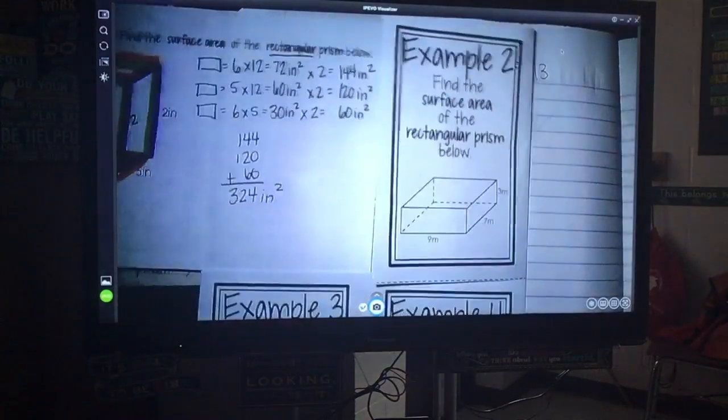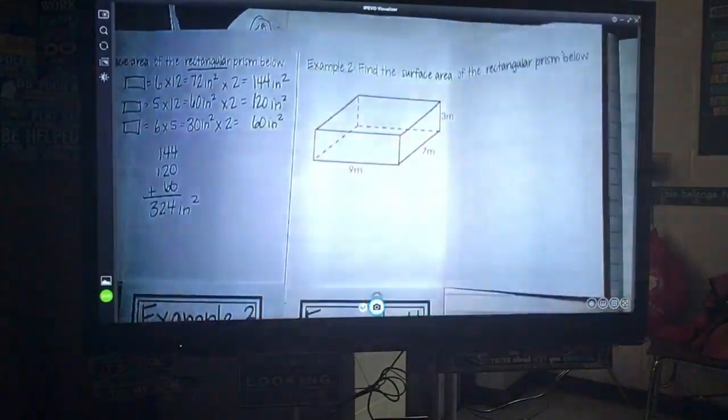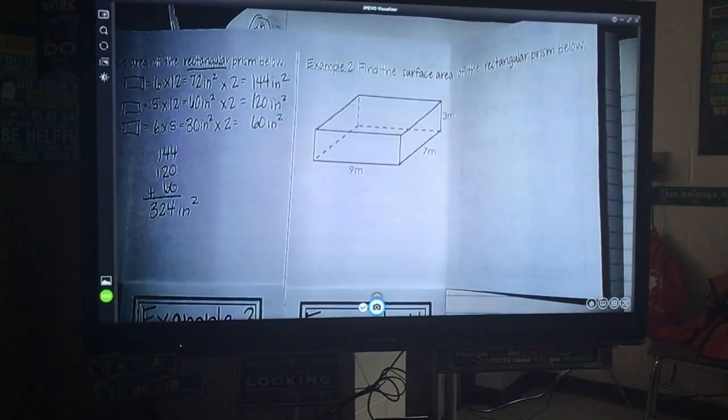All right, now let's slide over to our next example of another rectangular prism. I want you to look at this one and the one we just did. How are they different? Let's have a quick conversation about how they are different.